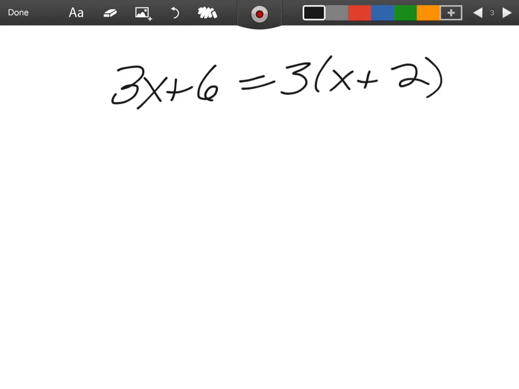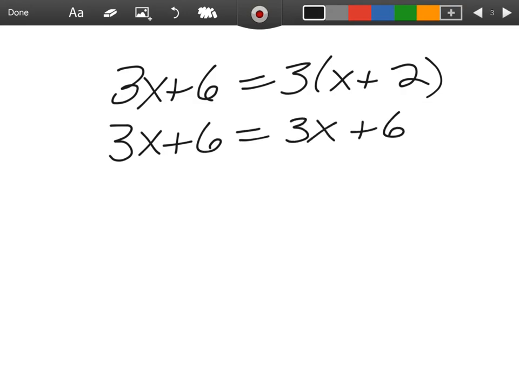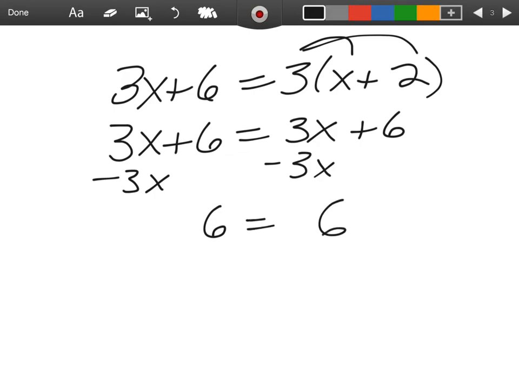Another type would look like this. When I go to solve this one the same way, I'd have 3x plus 6 equals 3x plus 6 when I use the distributive property here. Then if I subtract 3x from both sides, they go away completely. If I subtract 6 from both sides, they go away completely as well. So I have 0 equals 0.